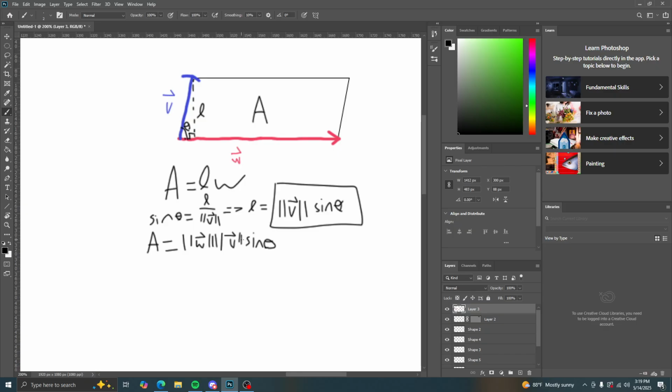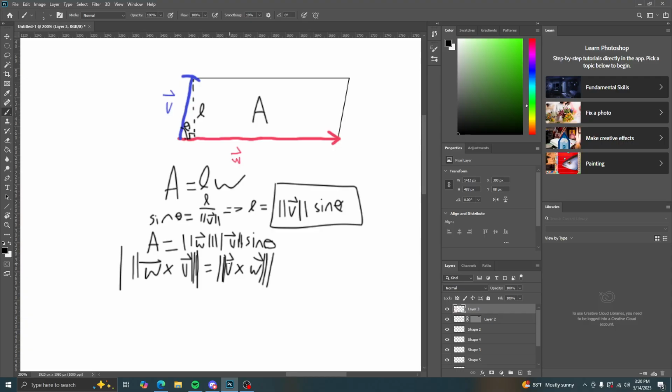Now, if you remember, this is actually the same thing as the cross product between w and v. And because this is supposed to be an area, it's going to be an absolute value. The whole thing is a magnitude. It's equal to the magnitude of the cross product. It's not equal to the cross product, because the cross product is a vector.